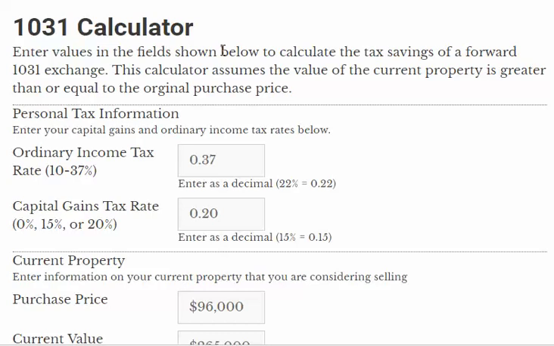I'm going to go through the calculator real quick and show you how to use it, and then I'm going to go through it again in more detail on how 1031s work because they can be very complicated. So, of course, make sure you talk to an accountant or attorney for specific advice on 1031 exchanges on specific numbers because this is just a rough idea, not exact.